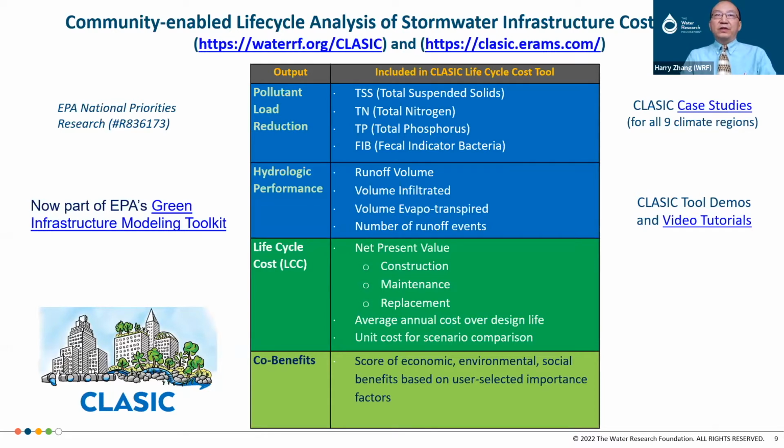At its core, there are three key components. The first is the tool based on some of the algorithms from the EPA SWMM model, so it can evaluate the hydrological performance and also pollutant load reduction for your stormwater infrastructure or scenarios. For water quality parameters at this stage, the CLASIC tool can evaluate total suspended solids, total nitrogen, total phosphorus, and also fecal indicator bacteria.